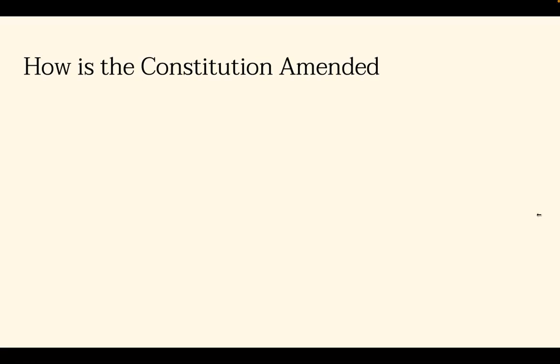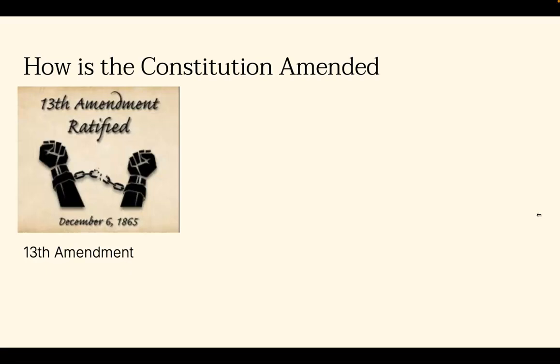Now, for how the Constitution is amended, the Constitution is amended through a process of a 2/3 vote for both houses and a 3/4 vote of all states. So, the first example would be the 13th Amendment, which abolished slavery and servitude across the United States, and its purpose was to formally and legally end the institution of slavery throughout the entire country.